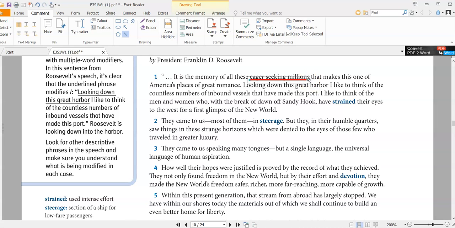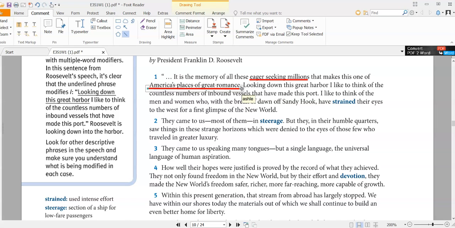All of these eager seeking millions. And then the phrase that we're missing there is of people, millions of people, but it's implied. That make this one of America's places of great romance. So when they say romance, they're not talking about love, like a relationship kind of romance. They mean more like classical, something that brings to mind an ideal kind of version. So that's what they mean when they're talking about romance there.